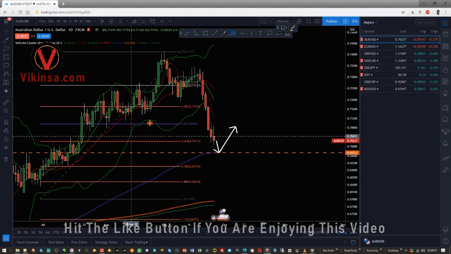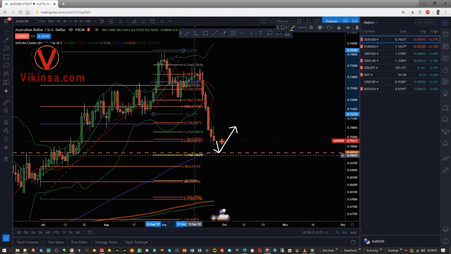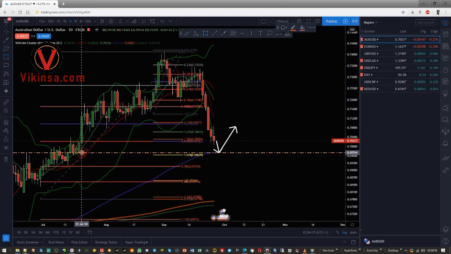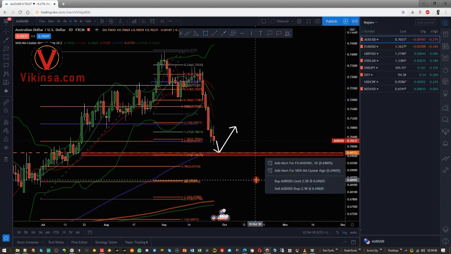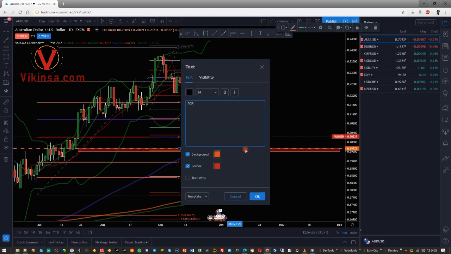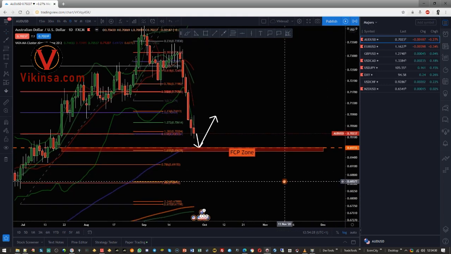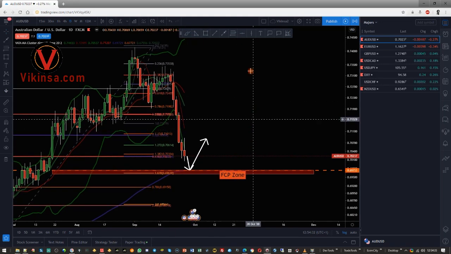And we can also measure this M pattern, and this is lining up very nicely with exactly that level of 161.8. So this looks like a very good FCP zone for us, because we have multiple things lining up. So if the market actually comes here, then we can look for a long position.